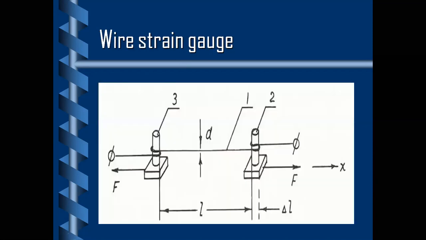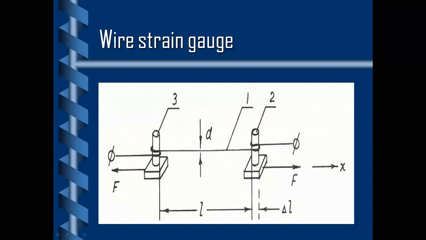If you see over here, these are the points or positions. Here we are applying a force. This is the change in the length we are getting. This is the diameter of the wire. This is the length, and after applying the force, this is the change in the length that has been achieved.